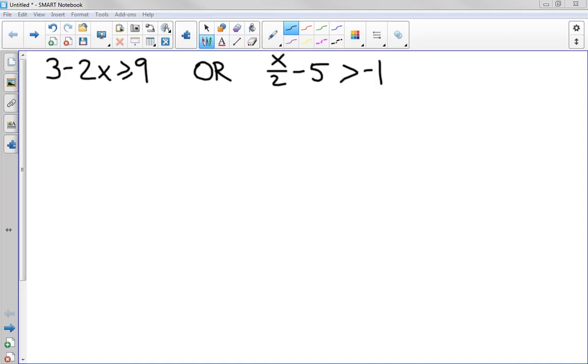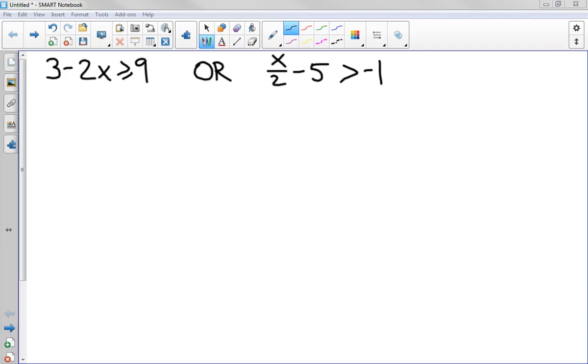Hi everyone. This is an example of a compound inequality, which we'll be covering very soon in class, but I wanted to go ahead and make a video on it. So, we have two inequalities here, joined by the English word or. That makes it a compound inequality, just like a compound sentence in English class. So what we're going to do first is solve these inequalities individually, and then we're going to think about the word or, what it means to find the solution of this compound inequality as a whole.